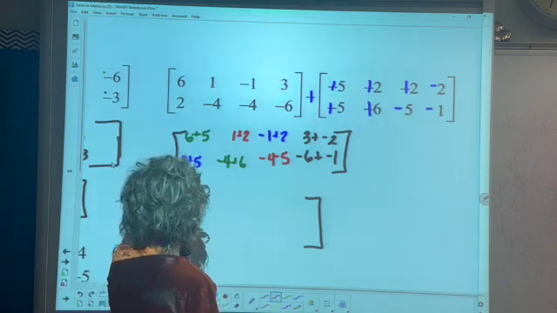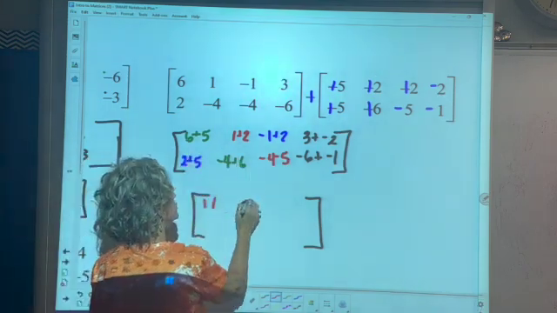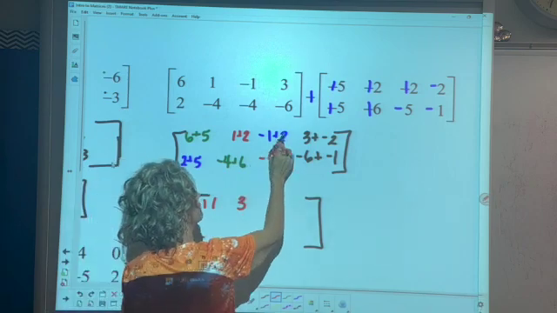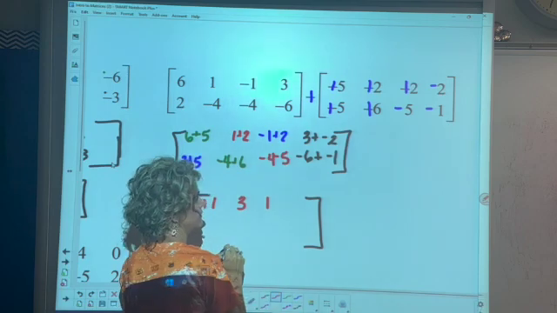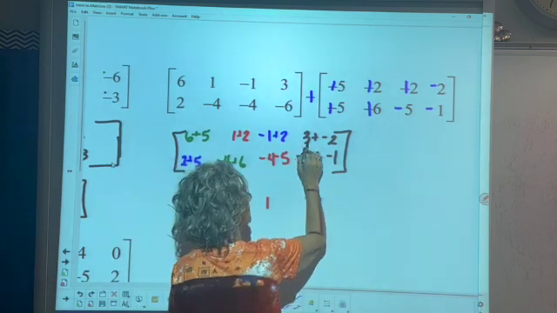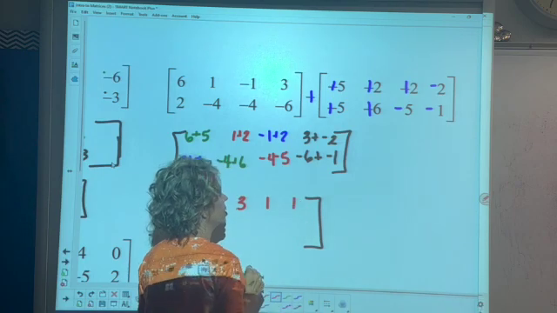So here we go. We're going to add our answers. 6 plus 5 is 11. 1 plus 2 is a 3. Negative 1 plus 2, I owe somebody $1. I have $2, so I still have $1. I have $3, but I'm going to spend $2, so that means I only get $1.